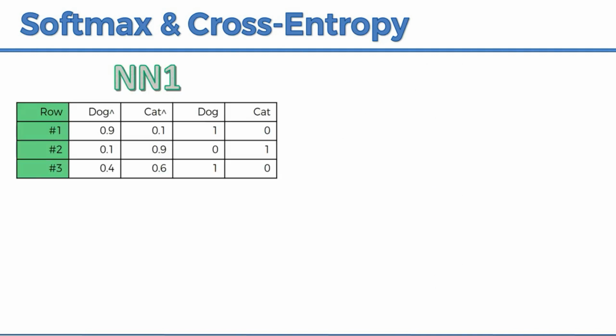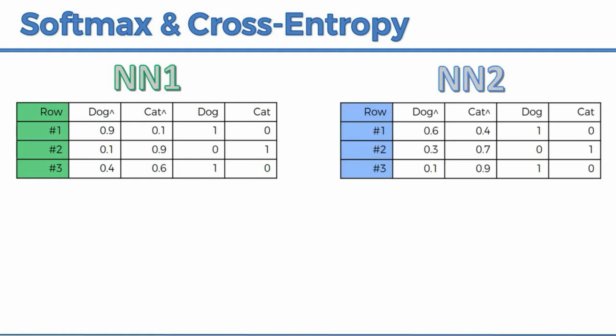So there's neural network 1. You have the row number, so that's the image number. And then for image 1, you have what it predicted, 90% dog, 10% cat. So those are the hat variables. And then you have the actual values. So dog correct, cat incorrect. Same thing for image number 2, and same thing for image number 3. And same for neural network number 2. So dog 60%, cat 40% in the first image. That's what it predicted. The correct answer was dog, not a cat, and so on.